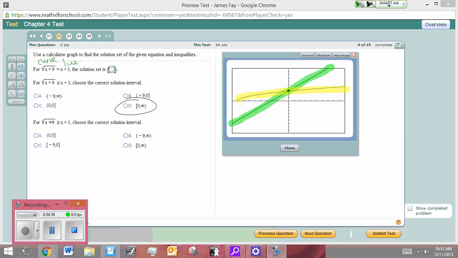Now they want to know when is the curve, when is the yellow greater than the line. So when is the yellow above the green? Well, the yellow is above the green over here, so it's these x values. Some people might say, well, I'm going to go from negative infinity up to 0. But the yellow doesn't exist all the way at negative infinity. The yellow only exists at negative 9. So I go negative 9 to 0, and I'm going to include negative 9 and we'll include 0 because we've got that equality there.